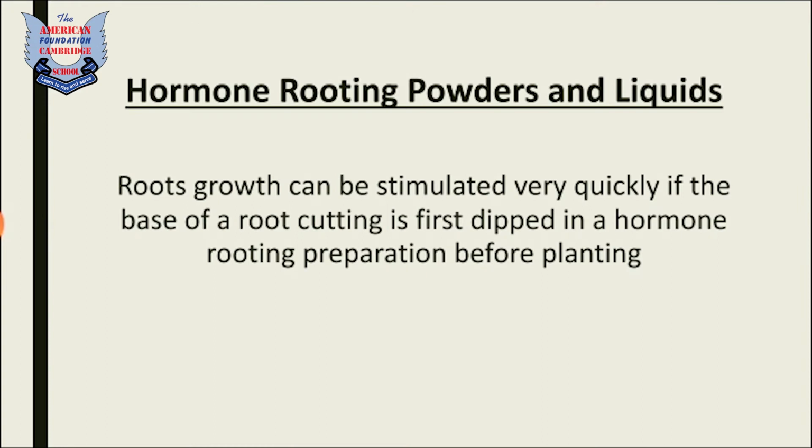First of all, hormone rooting powders and liquids. Root growth can be stimulated very quickly if the base of a root cutting is first dipped in a hormone rooting preparation before planting. It means that if we want to plant any type of plant, we can use its root cutting, stem cutting or simply leaf cutting, and we can dip them in hormone rooting powders or liquids. These rooting powders and liquids contain plant hormones, specifically auxin, and it is very good for the increased growth of the cells, cell division and cell elongation. Therefore, they increase the yield very quickly.